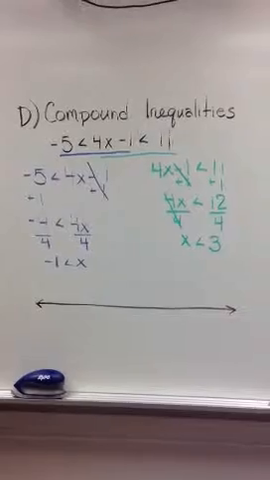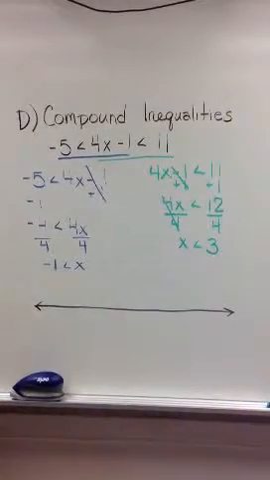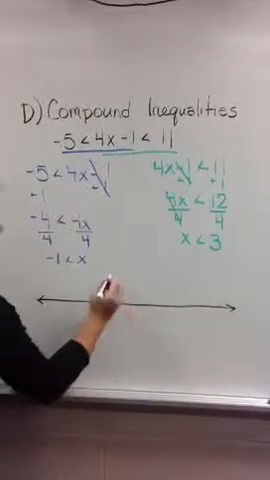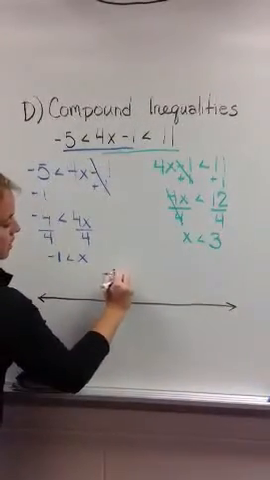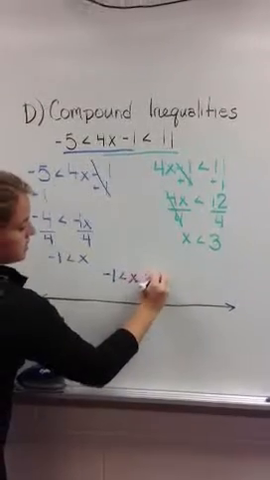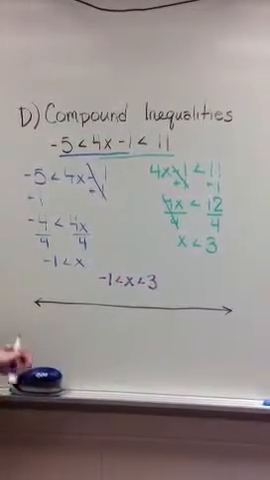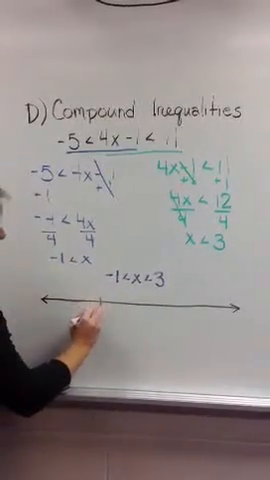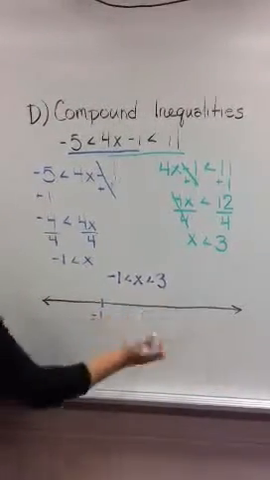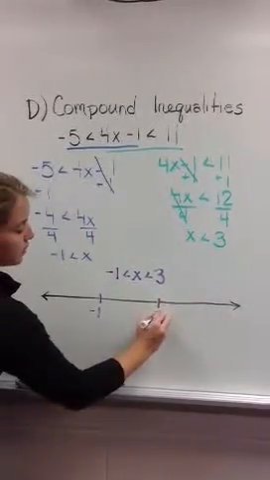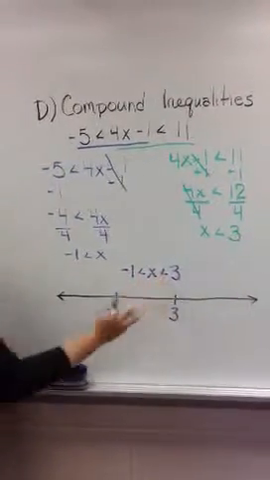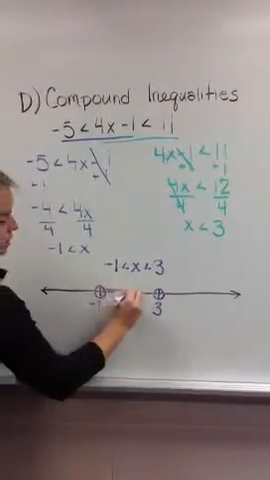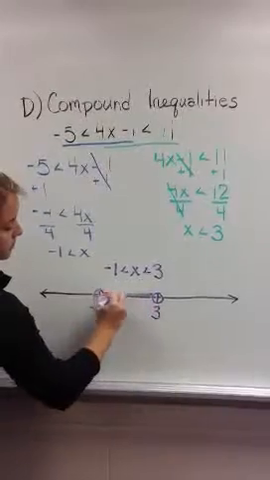Now I can put both of my inequalities back together again. I've got -1 is less than x, and x is less than 3. So -1 is less than x, which is less than 3. I'm going to put this on my number line. So I'm going to start with my lower number, that -1, and then my higher number over here of 3. Now both of these were less than symbols, so I'm going to put an open circle on those, and I'm going to shade the values in between.